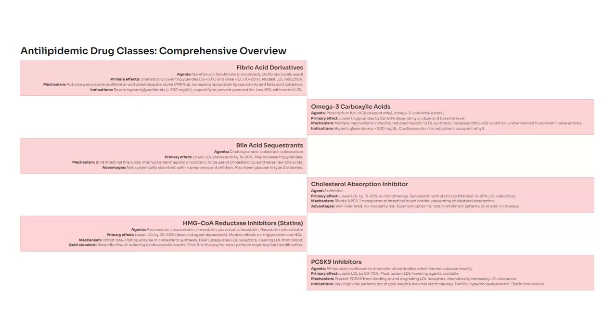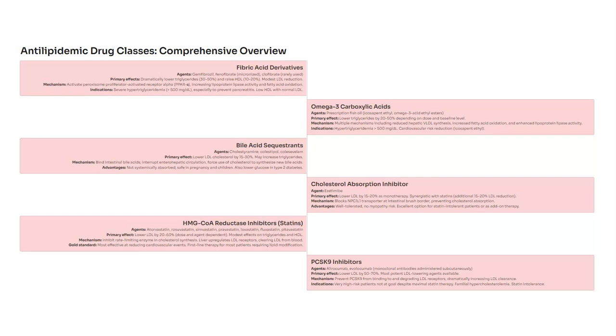Okay, omega-3 carboxylic acids, that's prescription fish oil. And when they burp up the fish oil. Those lower triglycerides by anywhere from 20 to 50%, depending on the dose and the baseline level. You see that for patients with high triglycerides over 500. And there is a cardiovascular risk reduction.